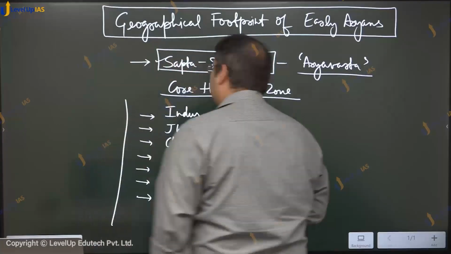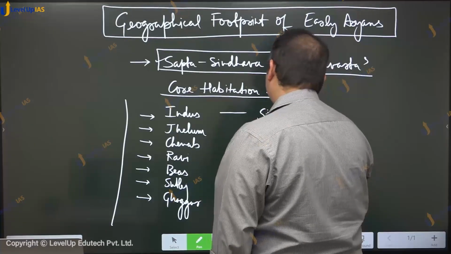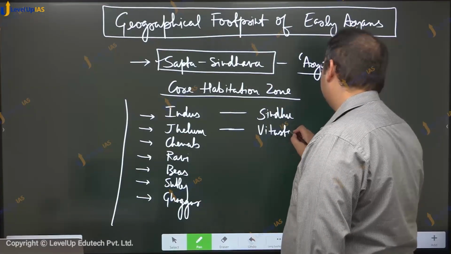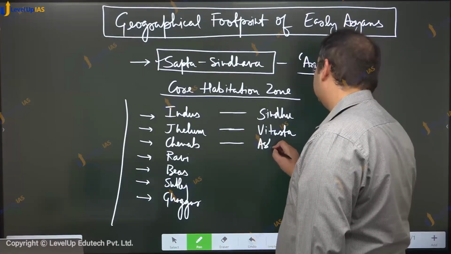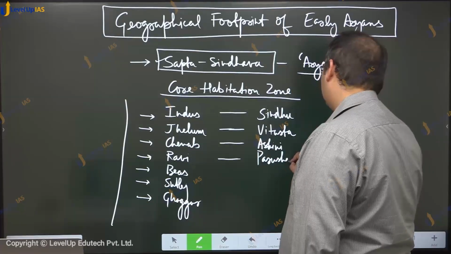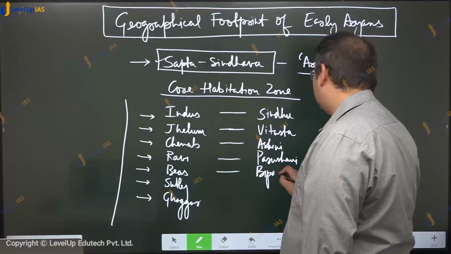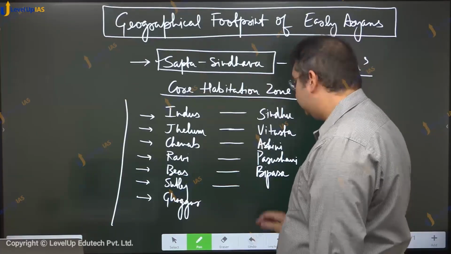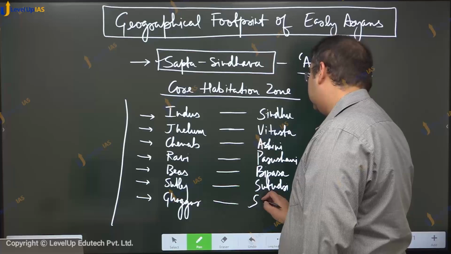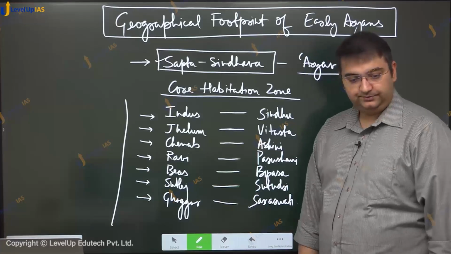Vedic texts refer to them by their Vedic names. Indus was Sindhu. Jhelum was Vitasta. Chenab was Askini. Ravi was Parushani. Beas was Vipasa. The Satluj was Sutudri, and the Ghaggar was the Saraswati River, right?